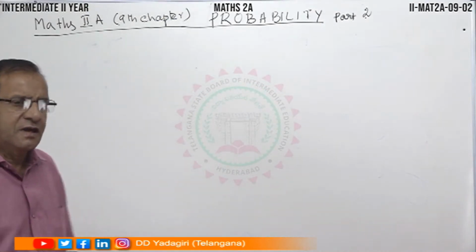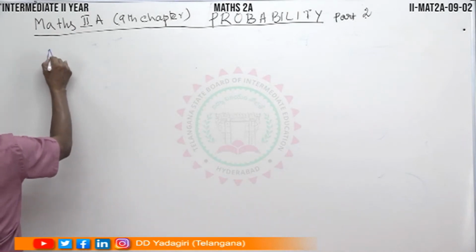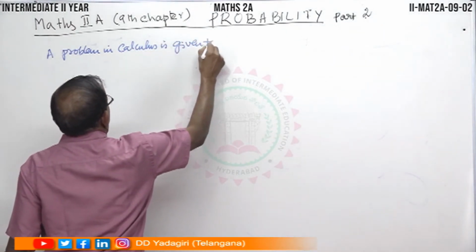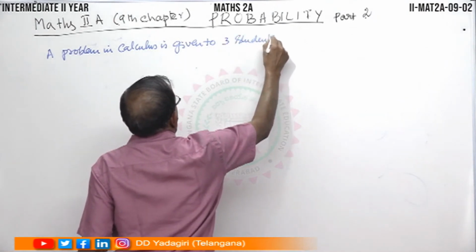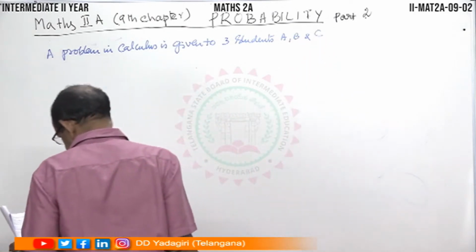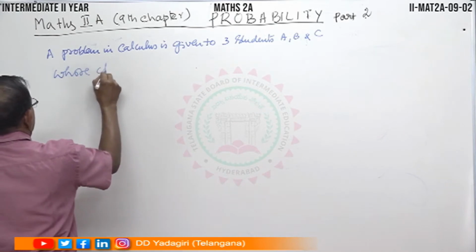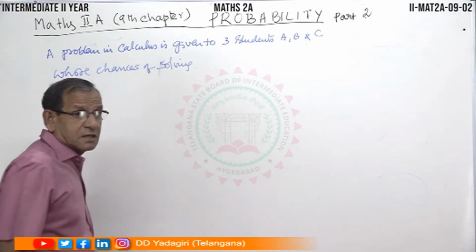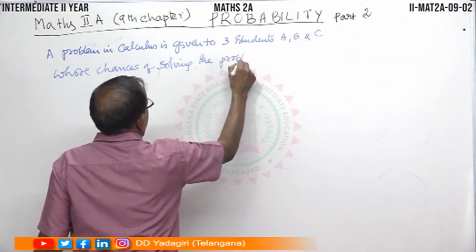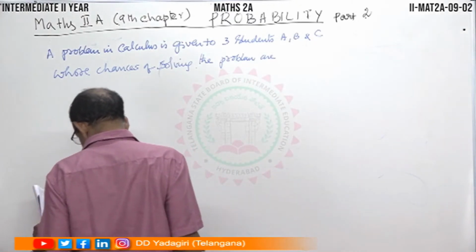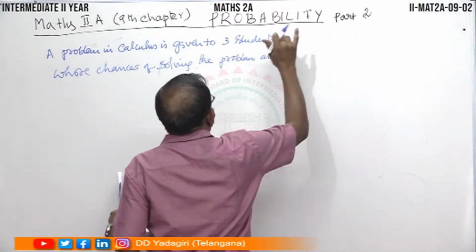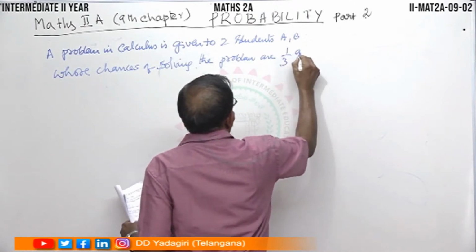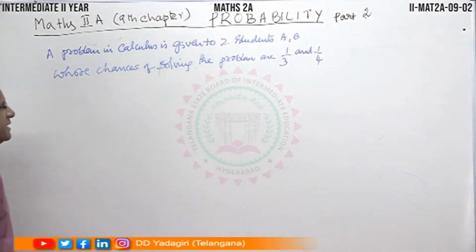I will give another example. Suppose a problem in calculus is given to 2 students A and B, whose chances of solving the problem are 1 by 3 and 1 by 4. Sorry, here no C, only 2.